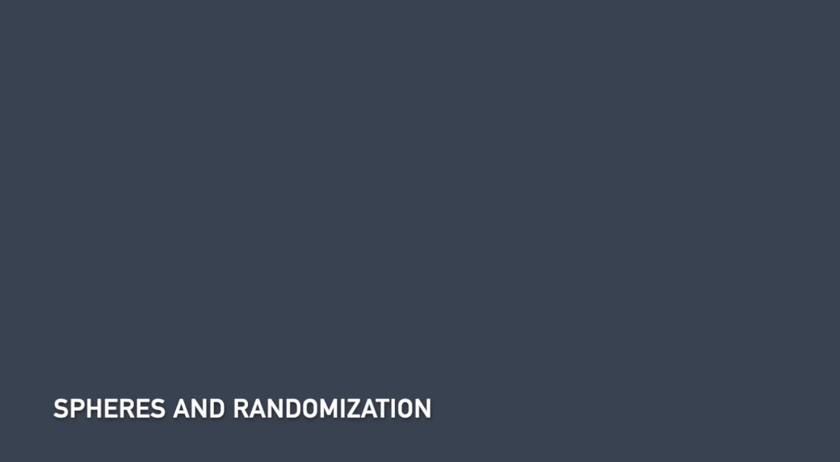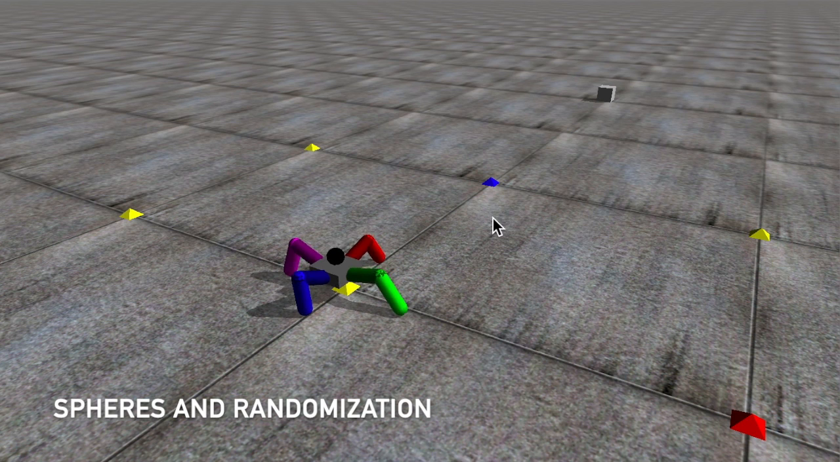I have already implemented the handling of spheres and randomizing the spawn location of both the target and robot objects, and my future plans are just to redesign my fitness function calculations to handle these and garner some pretty interesting results.